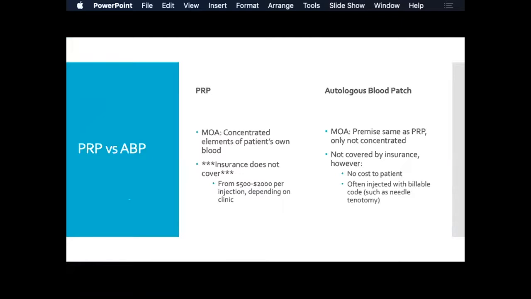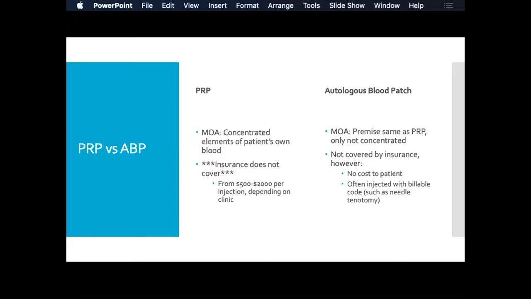So another way that you can handle this is doing an autologous blood patch, and I'll tell you why you can consider this in a second. So PRP, the mechanism, like I said, is concentrated elements of the patient's own blood. Problem: insurance doesn't cover this. They consider it still experimental. It's pretty new. There's some good research. As research comes out, it's demonstrated more and more that it does work really well.